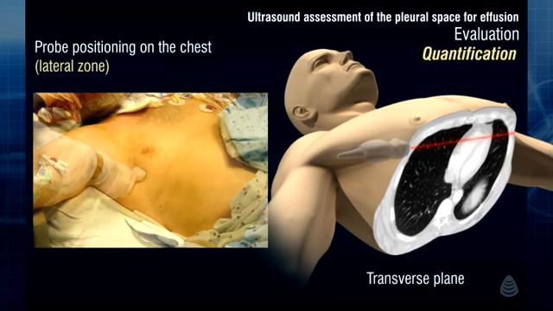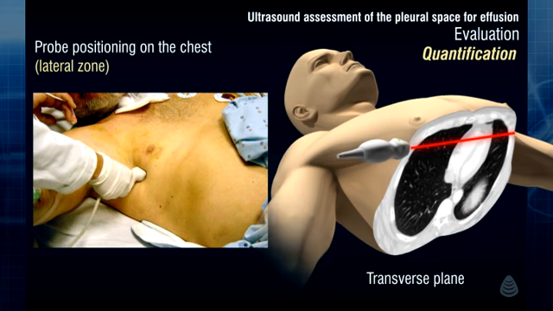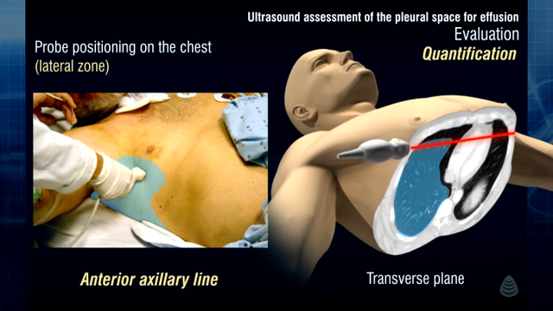In brief, if the probe is placed at the upper boundary of the lateral zone, that is, in the anterior axillary line, fluid will be visualized in the ultrasound plane only if the effusion is massive. A less important effusion would be missed with such an anterior probe or ventral probe position on the chest.